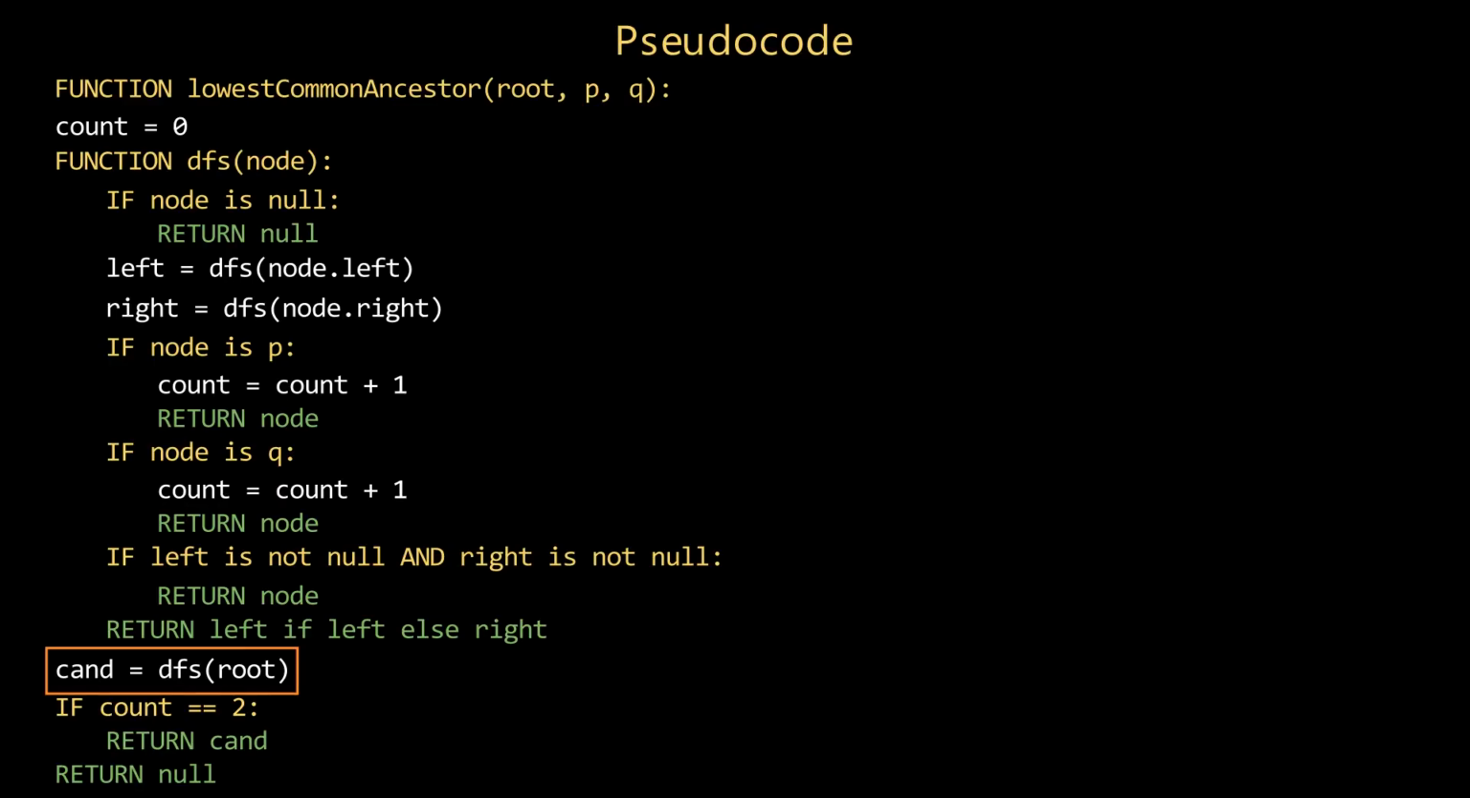Run the inner search from the root and keep the candidate pointer in cand. If the counter reached 2, both targets exist in the tree, so return the candidate. Return cand as the lowest common ancestor. Otherwise at least one target was missing, so return null.